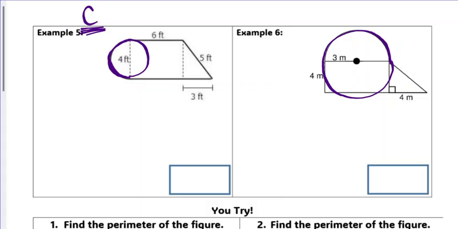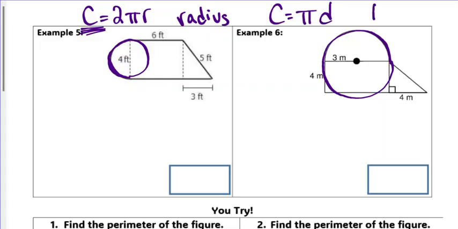There's 2 different ways we can find circumference. You'll see this on your formula sheet. We have 2 pi r. So that means 2 times pi times the radius. Or you'll also see pi times diameter. Either one of those works to find circumference.